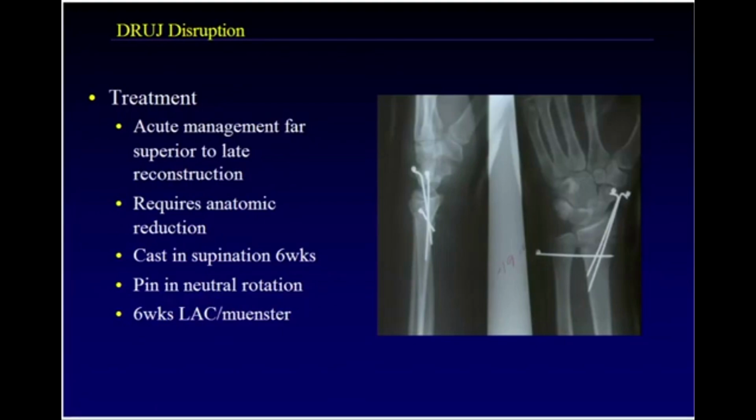With anatomical reduction of the DRUJ, you can cast them in supination for 6 weeks. Again, I would strongly recommend using pin fixation, percutaneous pinning across the DRUJ with the wrist placed in neutral position, again with cast immobilization.